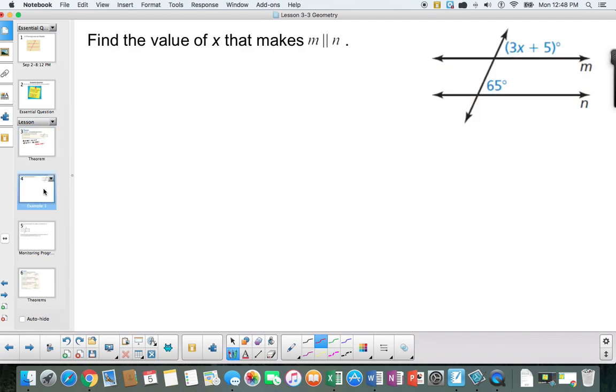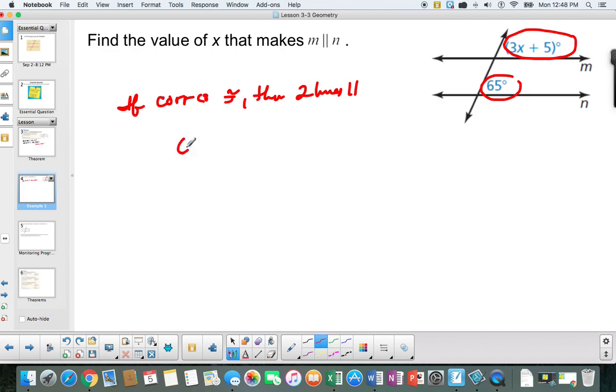All right, let's take a look at this example. We want to find a value of x that makes m parallel to n. Now, so far, we only have one theorem that we can use. If corresponding angles are congruent, then the two lines are parallel. So these are corresponding angles. If I can make them congruent, then I know the lines will be parallel. So I'll set 65 equal to 3x plus 5. So 3x is equal to 60 and x is equal to 20.